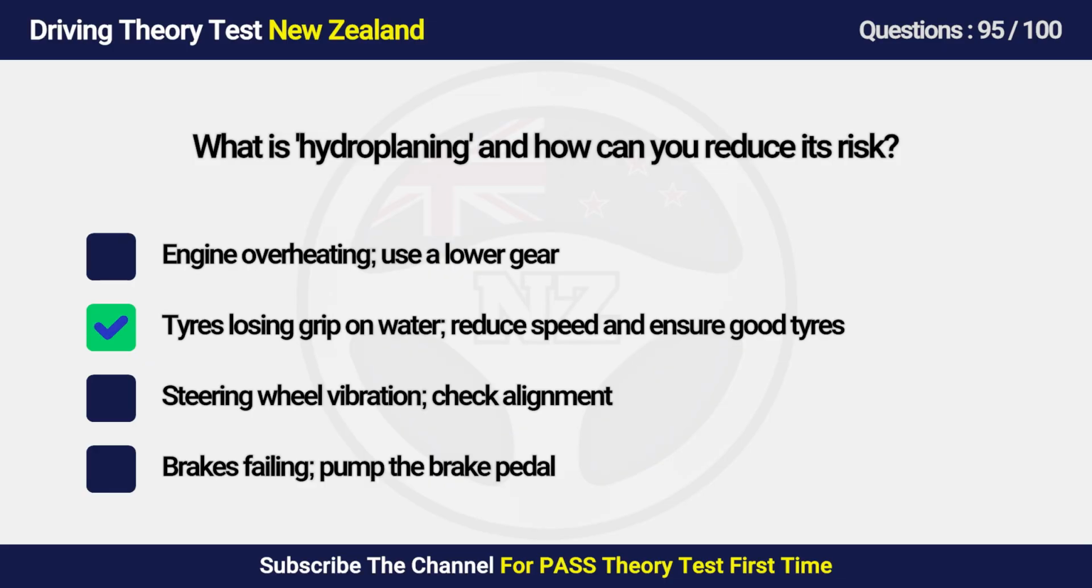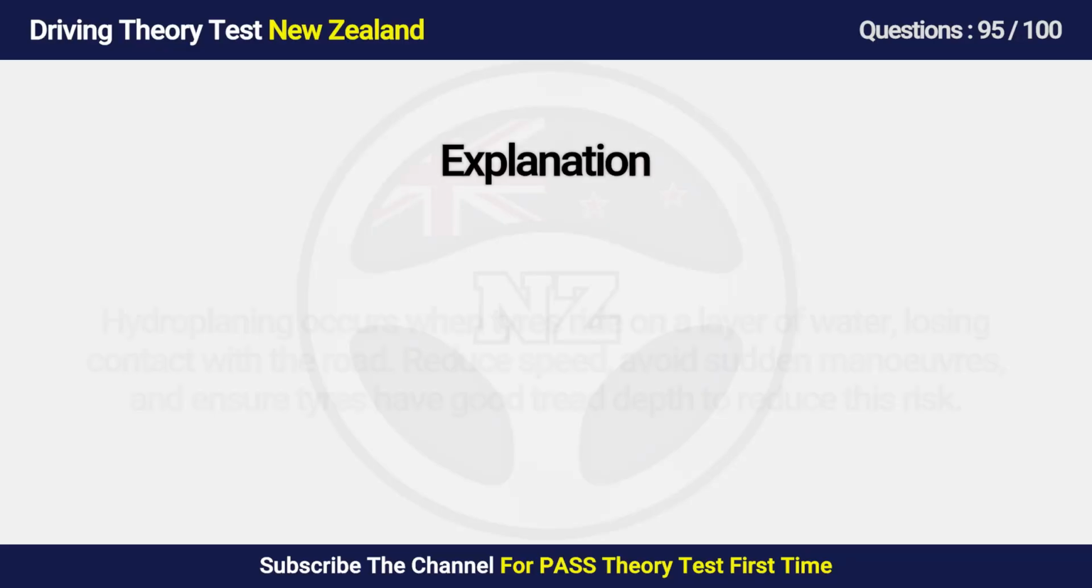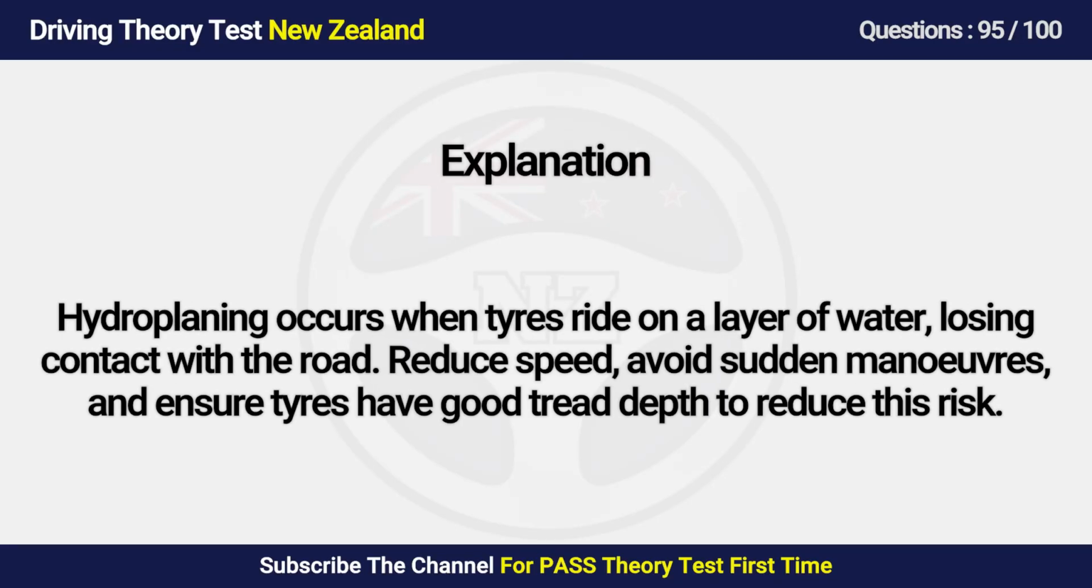Answer is B. Tires losing grip on water, reduce speed and ensure good tires. Hydroplaning occurs when tires ride on a layer of water, losing contact with the road. Reduce speed, avoid sudden maneuvers, and ensure tires have good tread depth to reduce this risk.